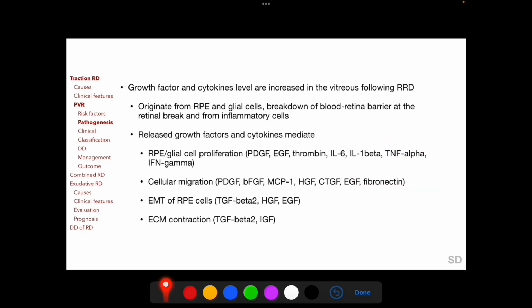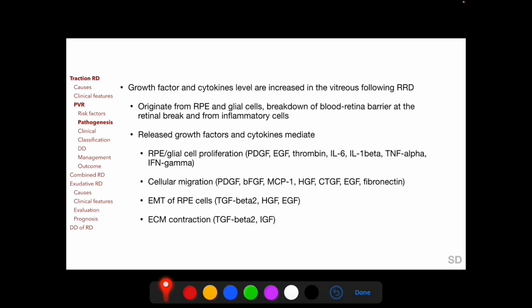The third element in the pathogenesis of PVR are growth factors and cytokines, whose levels are increased in the vitreous following RRD. These growth factors and cytokines originate from RPE and glial cells, breakdown of blood-retina barrier at the retinal break, and from inflammatory cells. Released growth factors and cytokines mediate RPE and glial cell proliferation, cellular migration, transformation of RPE cells into myofibroblasts, and ECM contraction.